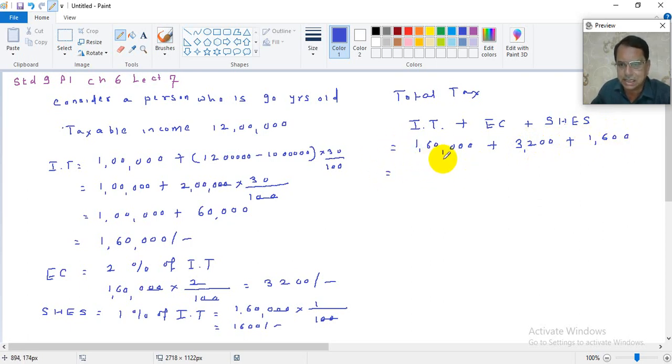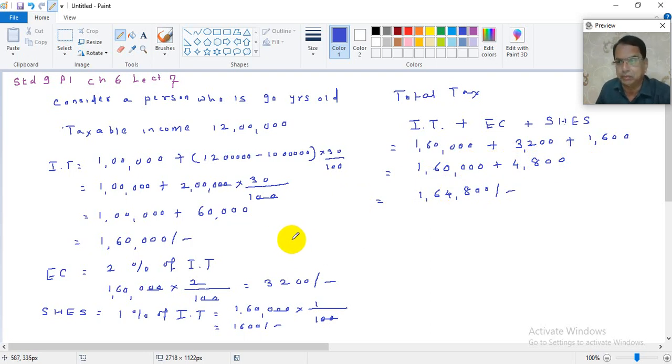So this 160,000, and see, 1600 and 3200 makes 4800. So 1,60,000 plus 4,800, that is how much will it be? Here I will add 4,800. So 1,64,800. This is the amount that he has to pay in the form of tax.